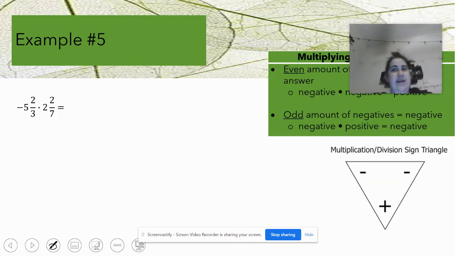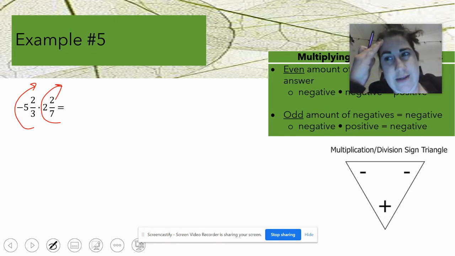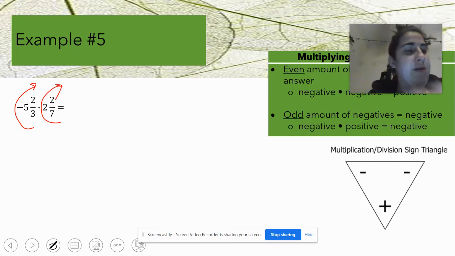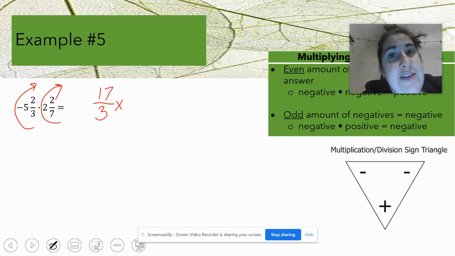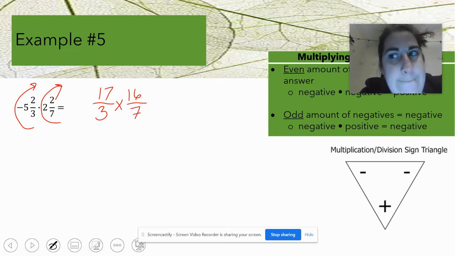All right, let's do one more example with multiplication, and then we're moving on to division. I do see mixed numbers, so I'm going to rock around the clock with these. I'm going to change them to improper. I'm going to do 5 times 3 gives me 15, plus 2 gives me 17 over 3. 7 times 2 is 14, plus 2 is 16 over 7. And guys, there's negative in there. So do you want to deal with it now or afterwards? Let's deal with it afterwards, but let's make sure we don't forget.